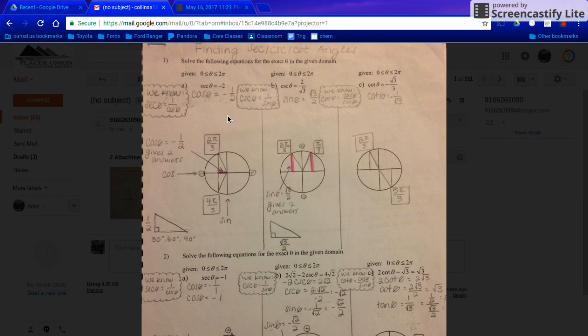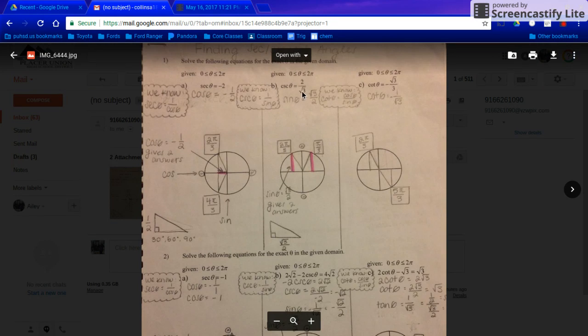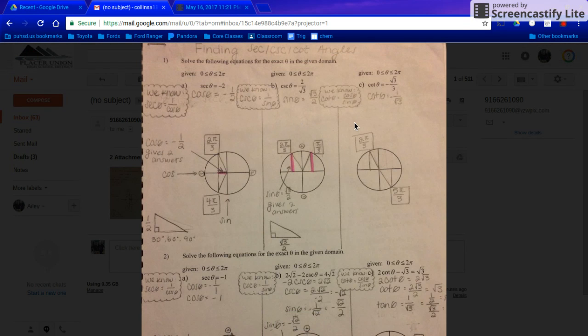And then 1b is cosecant theta is equal to 2 over root 3. First thing is that we know that cosecant theta is equal to 1 over sine theta. So we bring sine theta over. We have root 3 over 2 because you flip it, because it's 1 over sine. So you flip it to get sine.